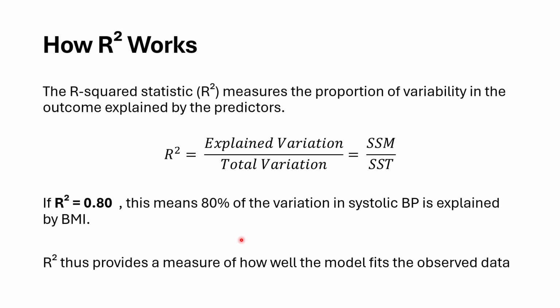Suppose we get an R square of 0.8. This would mean that 80% of the variation in systolic blood pressure is explained by BMI, although this high an R square is very rare in the health sector. R square thus provides a measure of how well the model fits the observed data.